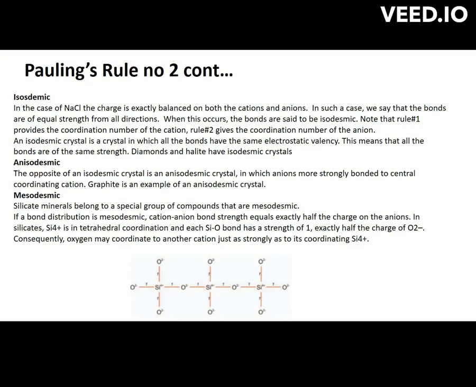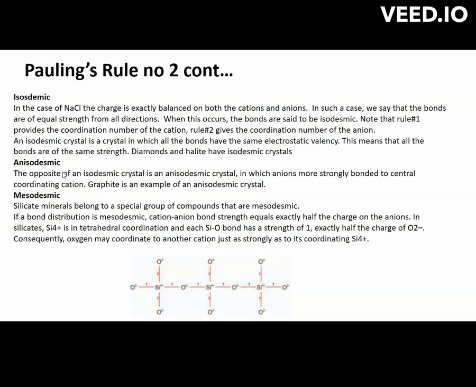And if you can check here, let's go back a bit. It's not responding. Okay, it's fine, I'll go back to that. So if you can remember the previous diagram, or even this one, we've got 1, 1, 1, 1. All of these are equal. It means all these charges that are approaching the SiO4 are of the same strength. All right, so this is isodesmic.